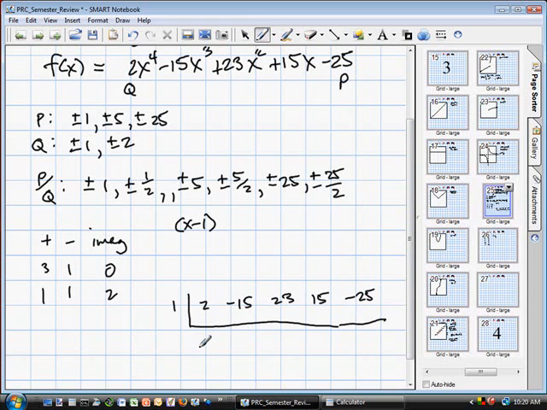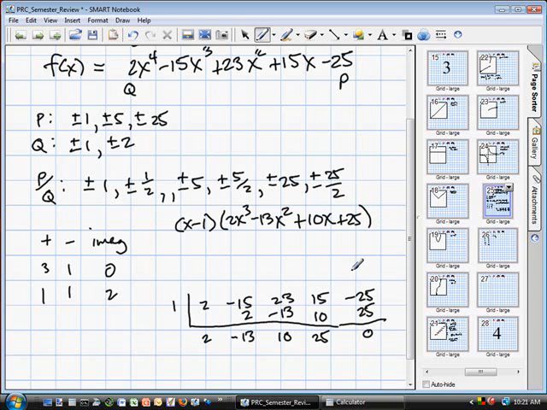Okay, let's see. Bring down, multiply, add, multiply, add, multiply, add, multiply. Yep, we got a remainder of 0. And here's our polynomial that's remaining, and it should start with what? 1 less than a fourth, so a cubic. So it should be 2x cubed minus 13x squared plus 10x plus 25.